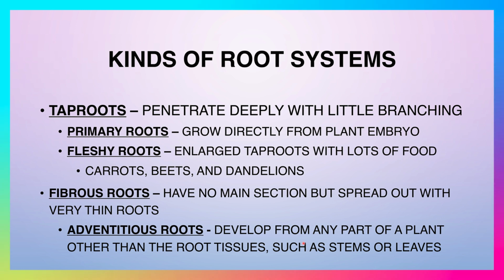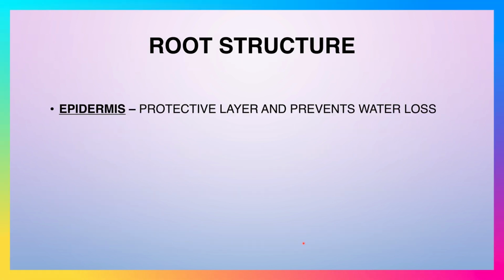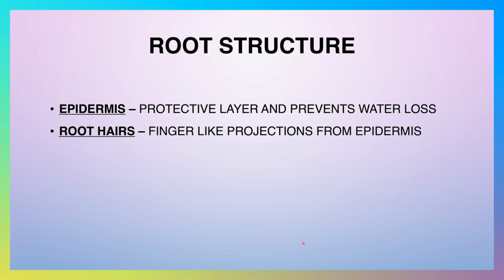Adventitious roots are roots that develop from any part of the plant other than the root tissue. So, for example, if you plant a stem and that stem eventually forms a root, then that is called an adventitious root. So what is the root structure? The outer part of the root is a single layer of cells called the epidermis, and this protects the root and also prevents water loss from the root. From the epidermis come small finger-like projections called root hairs, and the purpose of the root hairs is to increase the surface area for water absorption.